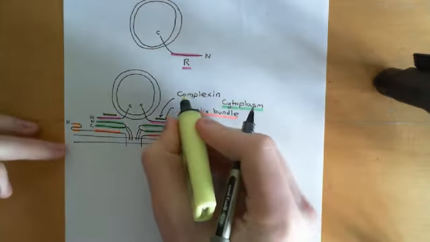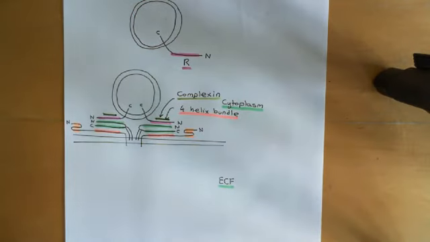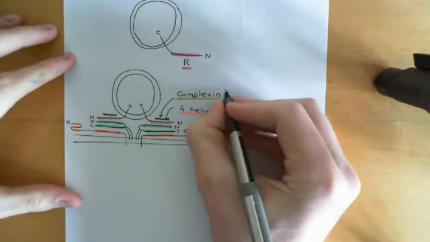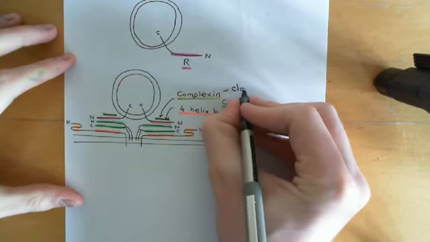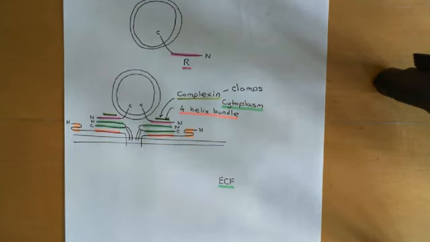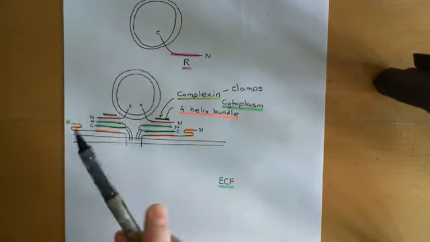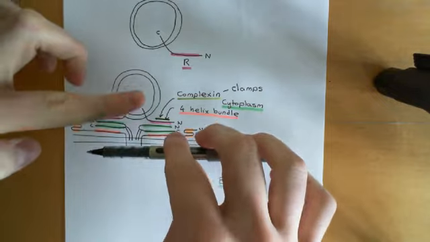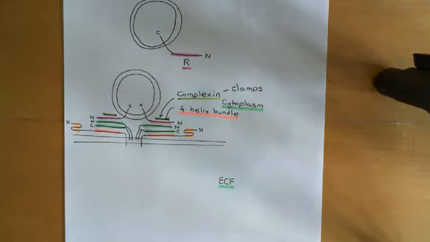Okay, so complexin binds to each of these snare complexes and stops the zippering up proceeding right to the end, so it halts, or the word that people often use to describe this is clamps. It clamps the zippering up of the snare motifs and stops them from zippering up right to the middle, basically, and therefore it allows them to bring the 2 membranes very close together, but not so close together that they will fuse.